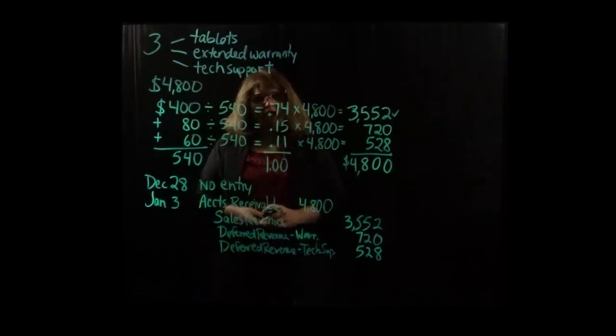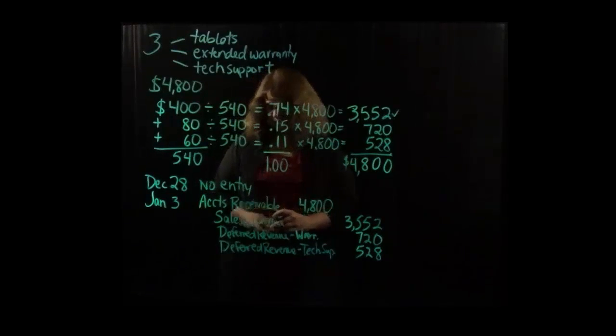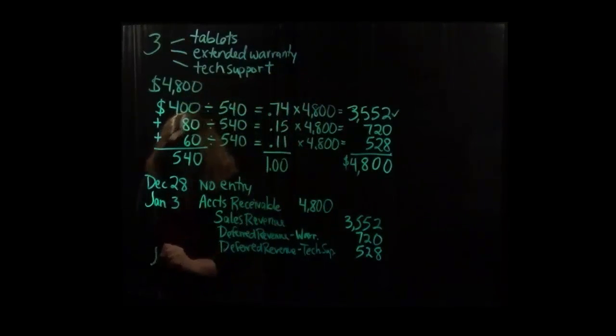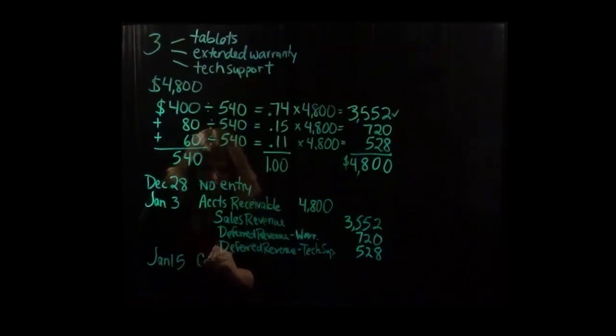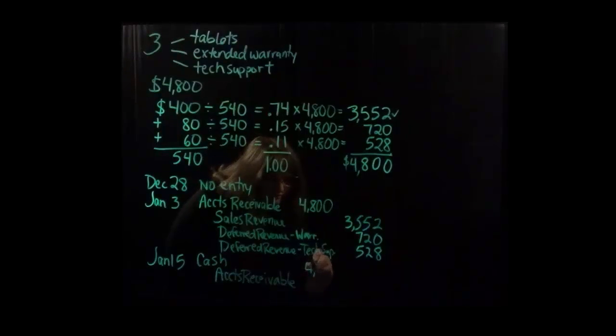The final entry they asked us to make is January 15th when we receive the payment from the customer, and when that happens, they would simply debit cash and credit accounts receivable for the $4,800.